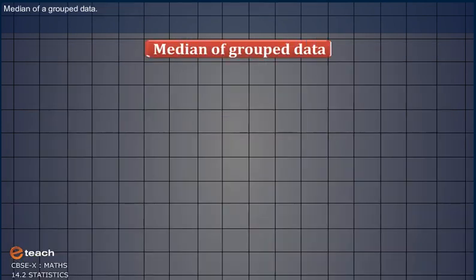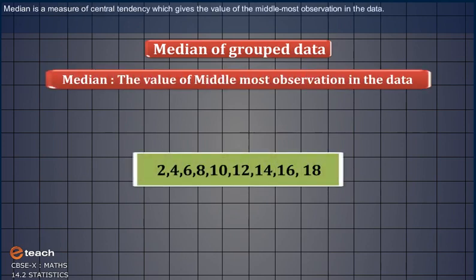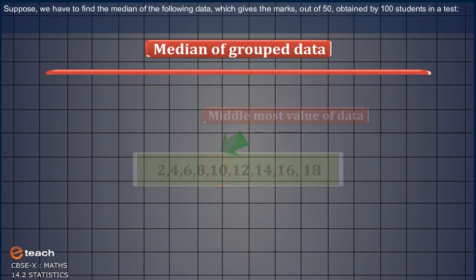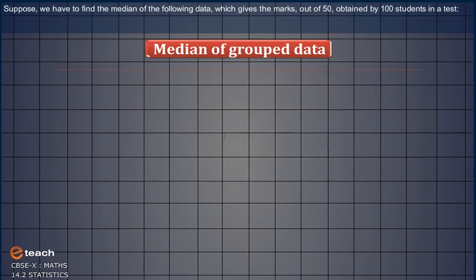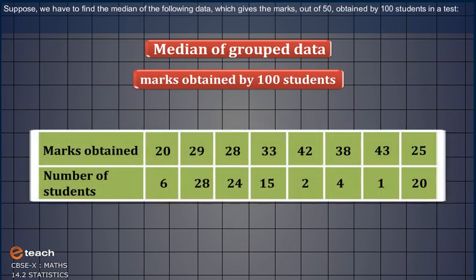Median of group data. Median is a measure of central tendency which gives the value of the middlemost observation in the data. Suppose we have to find the median of the following data, which gives the marks out of 50 obtained by 100 students in a test.